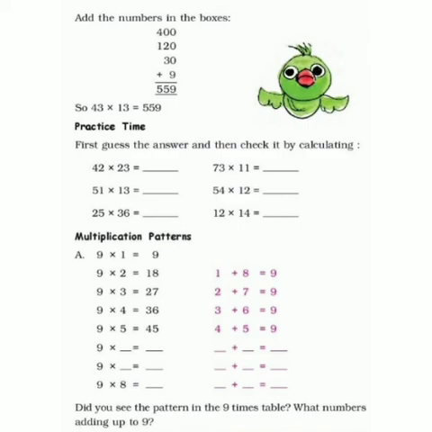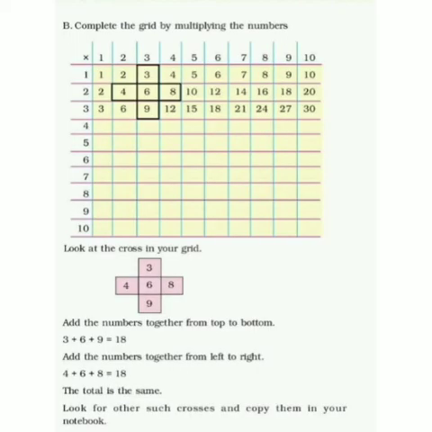Next, multiplication pattern. Now the multiplication table of 9 is given there. Now can you see some pattern there? Now 9 2s are 18. That is, if you add the digits of 18, 1 plus 8, you are getting 9. Then 27, if you add 2 plus 7, you are getting 9. So you see the pattern. If you add them, you are getting 9.